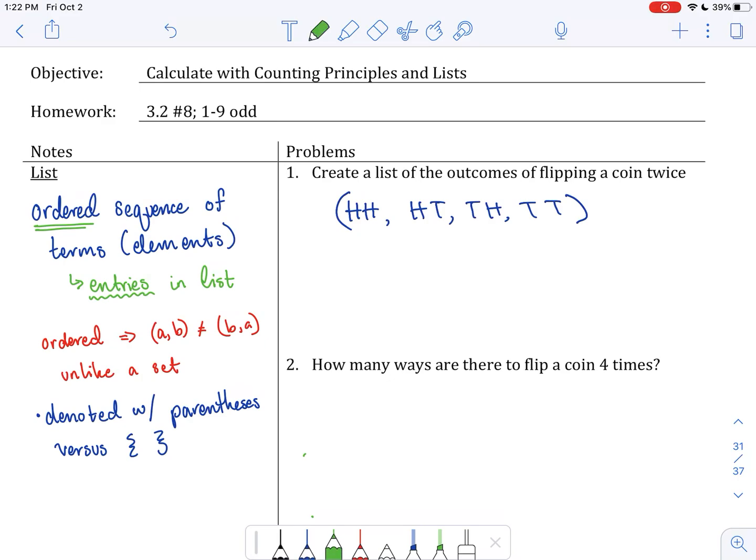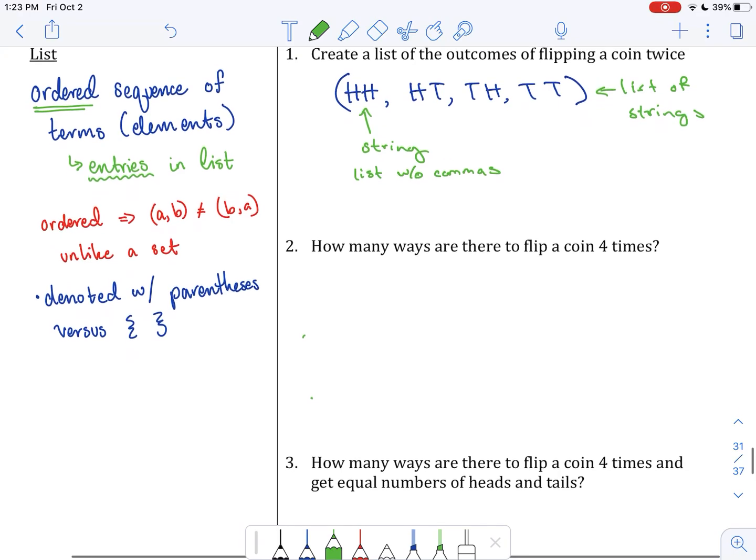Now, another piece of vocabulary: all of these entries are strings. A string is basically a list without any commas in between the entries. So this would, for example, be a list of strings, just to add a little bit more vocabulary into this lesson. A lot of these ideas are going to seem familiar. I'm going to go through the examples, but if this feels familiar from previous years, feel free to just jump into the homework and refer back to the notes and the lecture as you need.